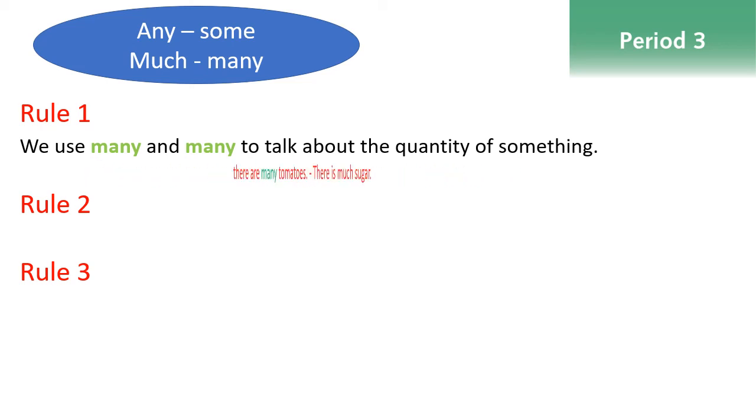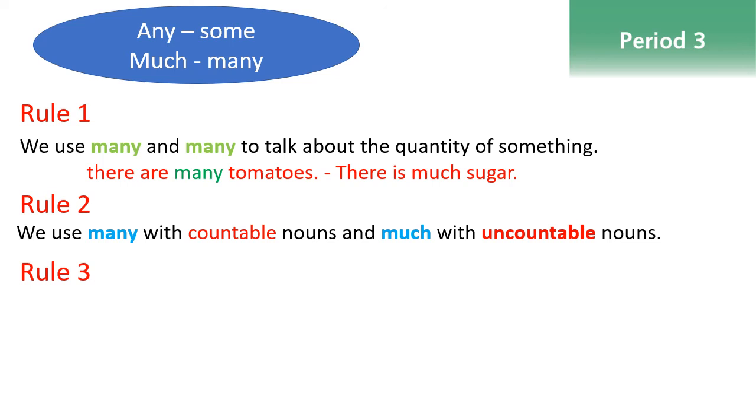And let's take this example. There are many tomatoes. إذا كلمة tomato معدودة فبستخدم معها many. There is much sugar. So كلمة sugar غير معدودة بستخدم معها much. لاحظ لما قلت tomatoes قلت are. لكن كلمة sugar قلت is. لأنه الأنكاونتبل غير المعدود يعامل معاملة المفرد. We use many with countable nouns and much with uncountable nouns.